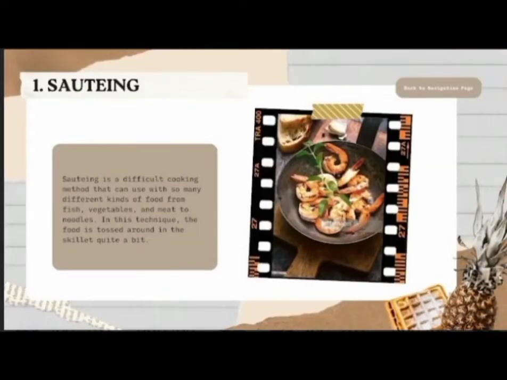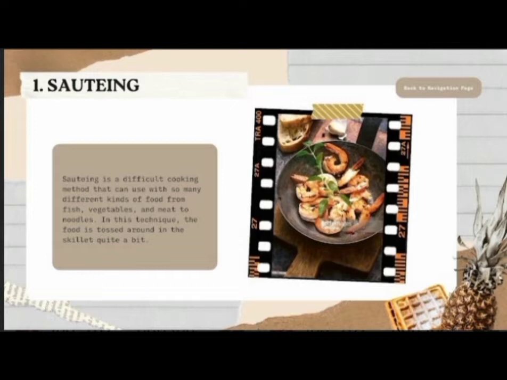First, sauteing. Sauteing is a versatile cooking method that can be used with so many different kinds of food, from fish, vegetables, and meats to noodles. In this technique, the food is tossed around in the skillet quite a bit. Sauteing uses a heated pan with a small layer of oil to cook food quickly. Examples of this are mushroom, shrimp, or chicken liver that you can season.